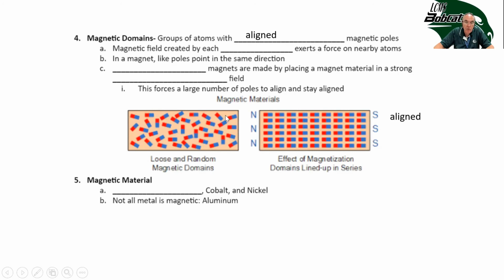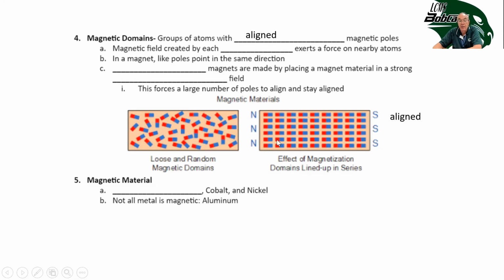So all the north poles are pointing to the one end and all the south poles are pointing to the other end, and they're all lined up. This would be a strong bar magnet. In this one, where they're all jumbled up, this would be non-magnetic. So this would be like a piece of iron where you would put it in a strong magnetic field and force the atoms in the iron to turn around and get lined up, and it would be a magnet. This would be just a nail, okay? A piece of metal where the atoms are jumbled.